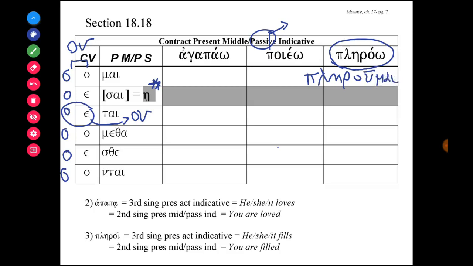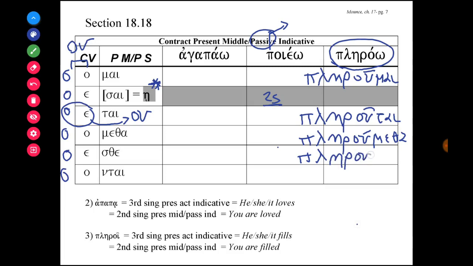And I'm going to skip the second person singular for now, and we'll go back to it. The third person singular, he, she, it, is being filled or completed, is plerutai. First person plural, plerumetha. Second person plural, plerusthe. And the third person plural, pleruntai.